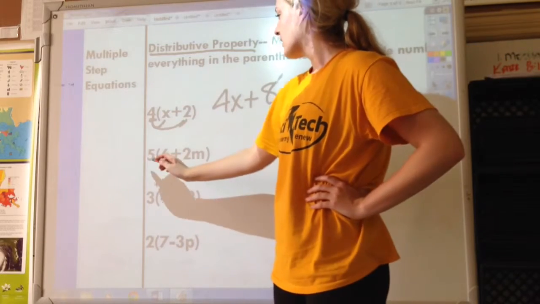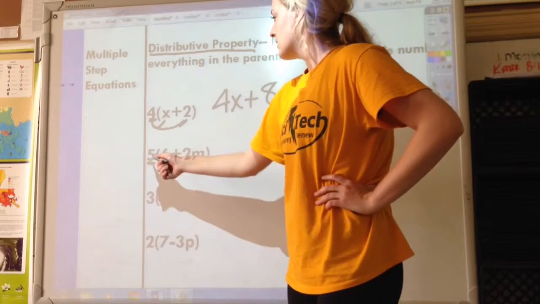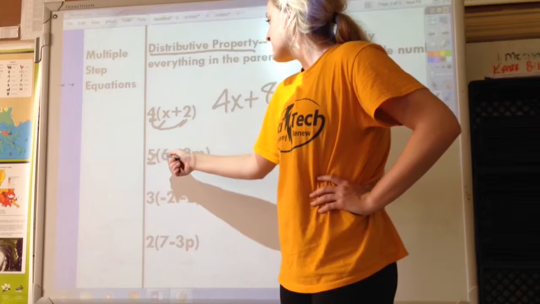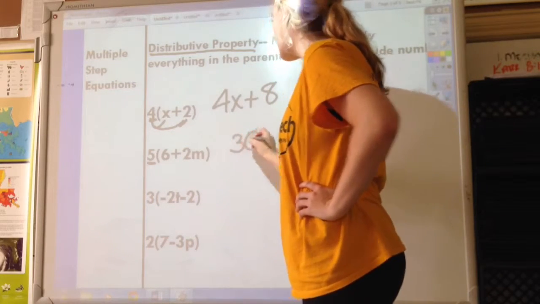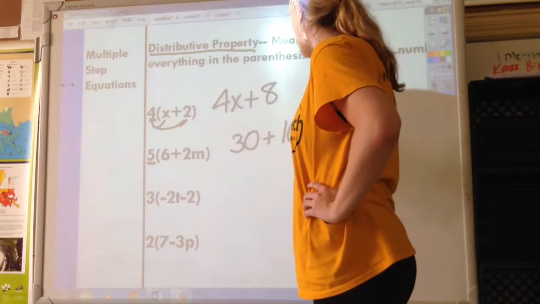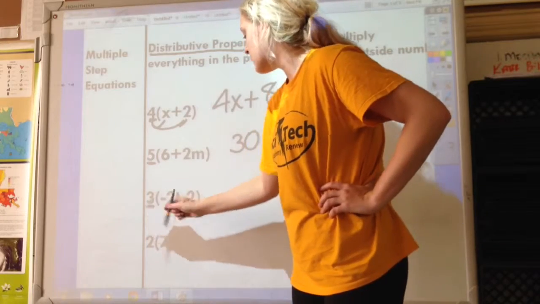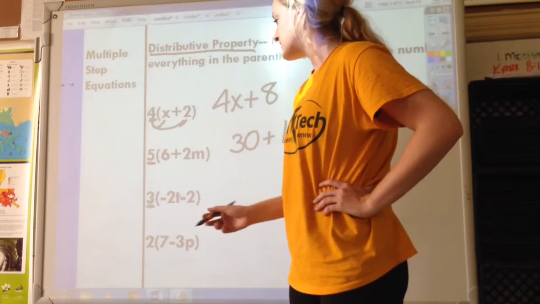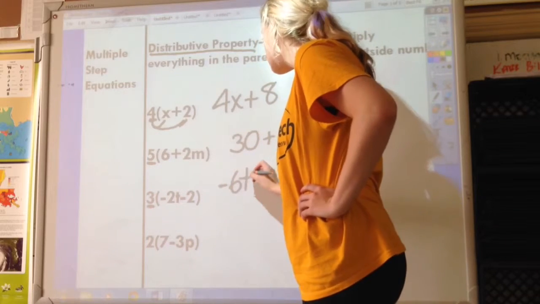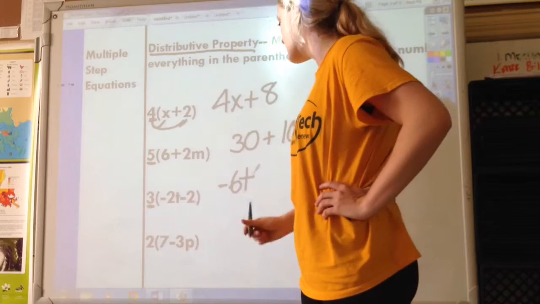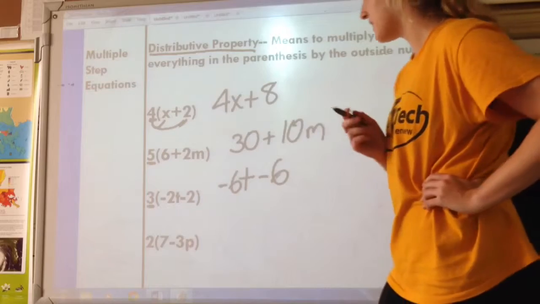Let's do another one. On the second example, my pen is your pen. Make sure you have all these examples written down. I'm going to multiply 5 by 6 and then 5 by 2m. 5 times 6 is 30, and then 5 times 2m is going to give me 10m. Let's do another one. If I have 3, and then inside of parentheses I have negative 2t minus 2, I'm going to multiply 3 by negative 2t, which is going to give me negative 6t. And then 3 times negative 2 is going to give me negative 6. So my new problem is negative 6t minus 6.